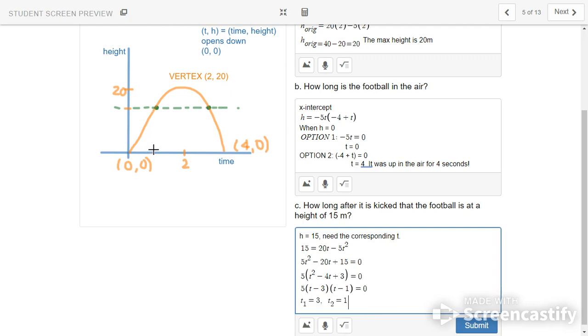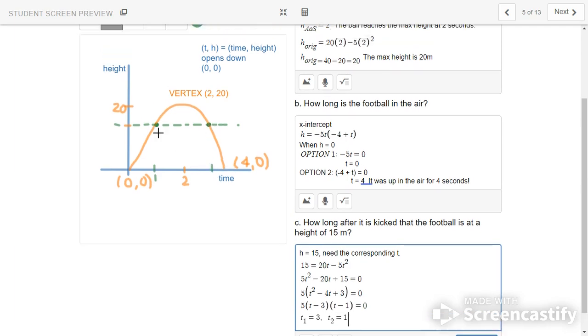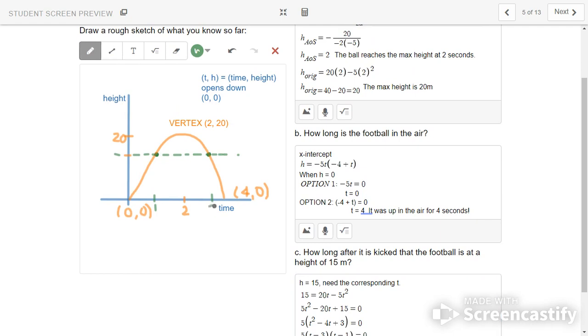So when we come back here, we know that at 1 second and at 3 seconds, we are going to be at 15. So the coordinate 1 and 15, 3 and 15.